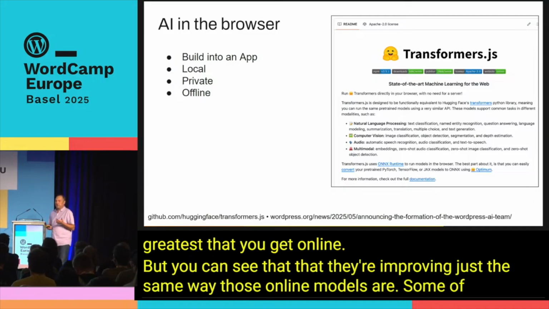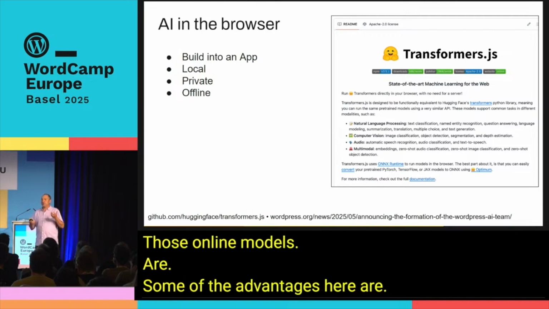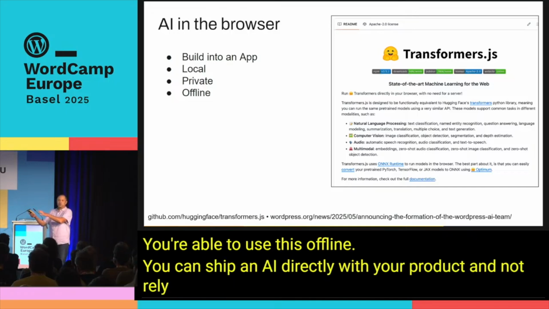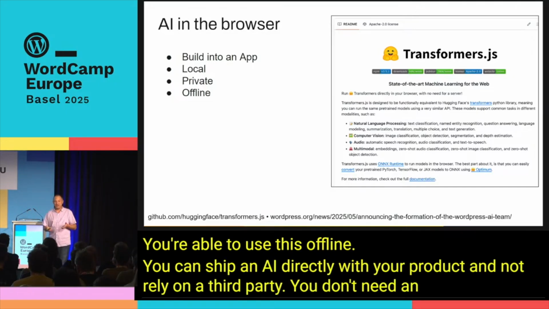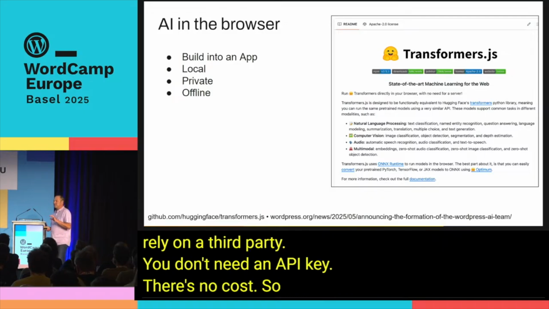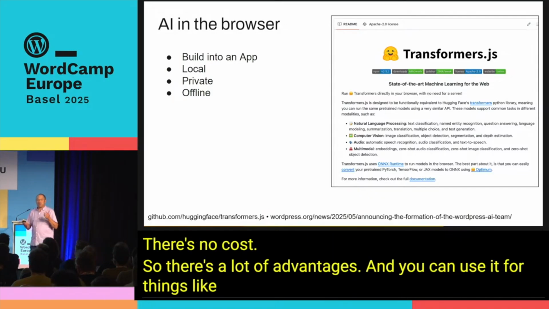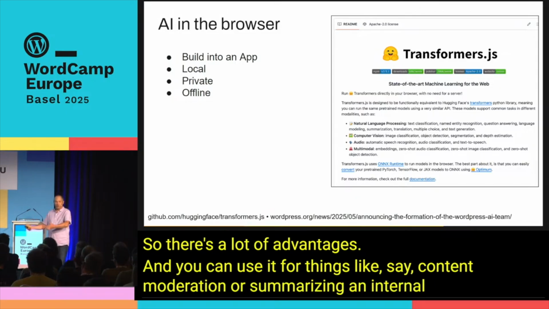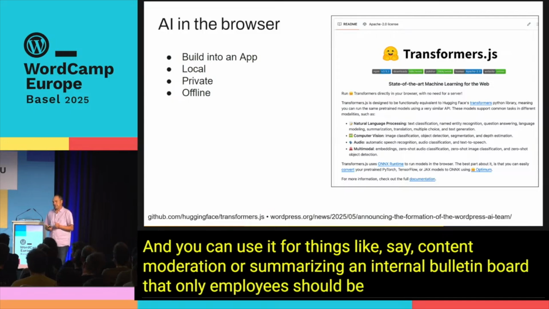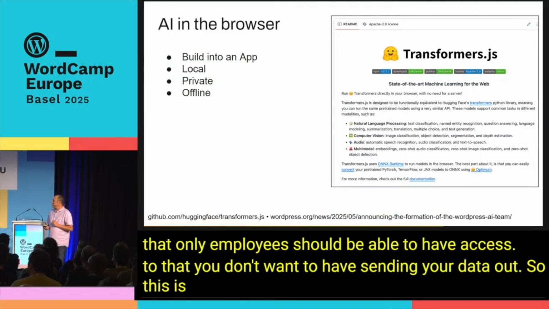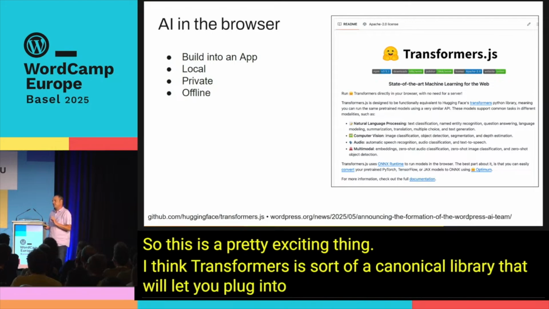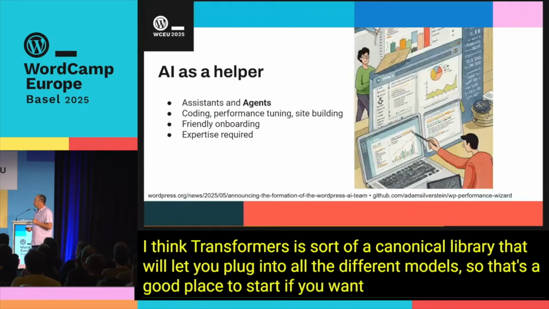Some of the advantages here are your data is private. You're able to use this offline. You could ship an AI directly with your product and not rely on a third party. You don't need an API key. There's no cost. So there's a lot of advantages, and you can use it for things like comment moderation or summarizing an internal bulletin board that only employees should be able to have access to, that you don't want sending your data out. So this is a pretty exciting thing. I think Transformers.js is a canonical library that will let you plug into all the different models, so that's a good place to start if you want to check this out.